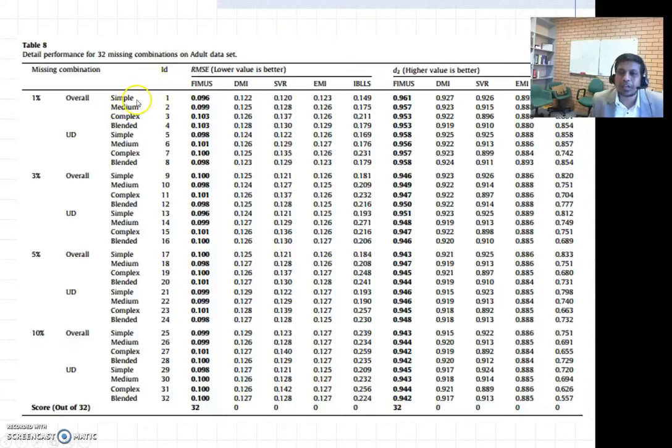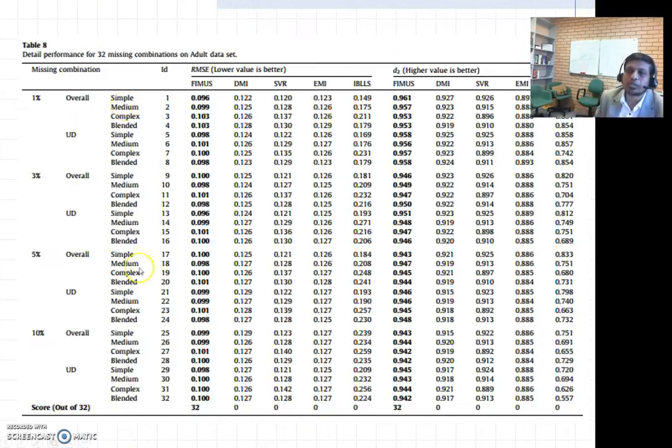And then there are four different missing models: simple, medium, complex, and blended. Simple means that if we are making 1% of values missing, each record can have at most one value missing. In a medium approach, each record may have up to 50% of the attributes' values missing, and in the complex, 50 to 80% of attributes' values missing for every record, and blended is a mixture of all of them.